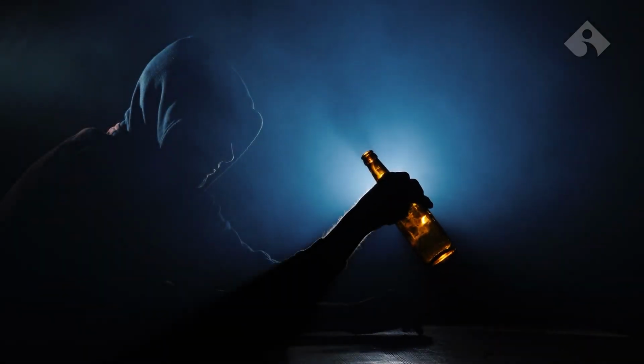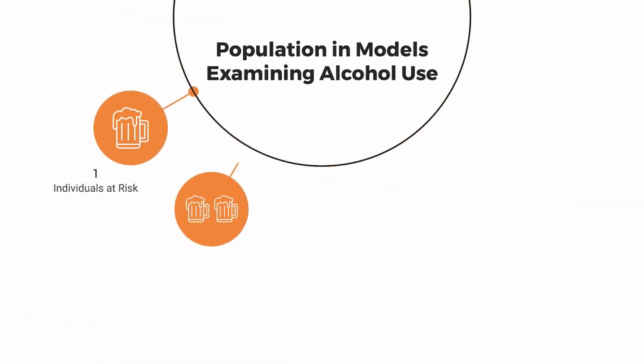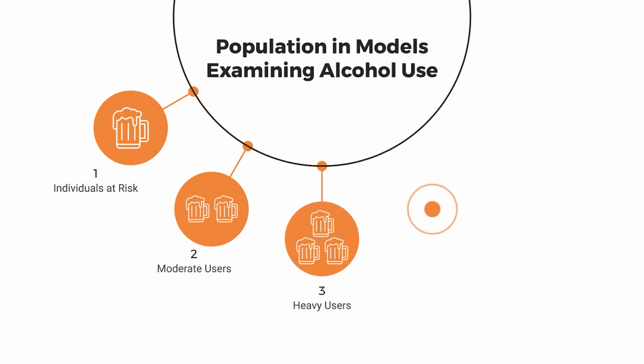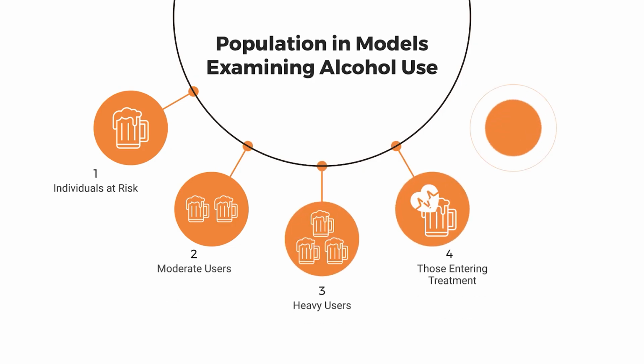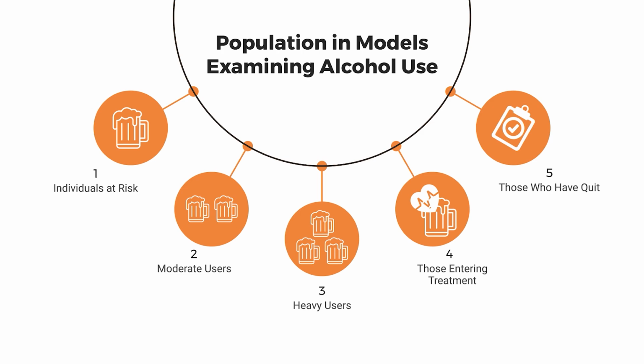In models examining alcohol use, the population is divided into groups such as individuals at risk, moderate users, those entering treatment, and those who have quit. Individuals move between these groups at specific rates. The aim is to identify where the process accelerates, where it slows, and where intervention may have the greatest impact.